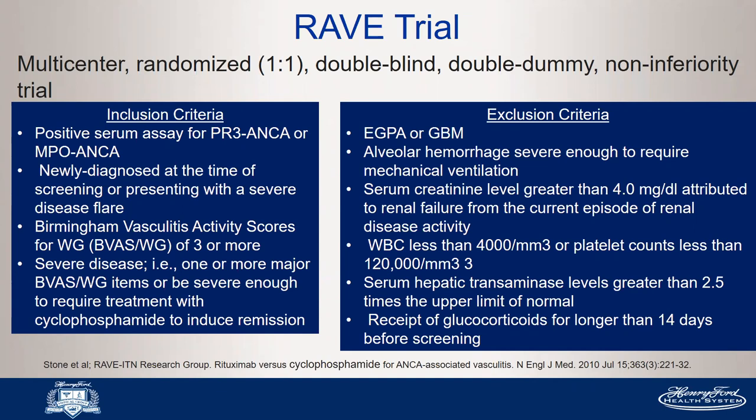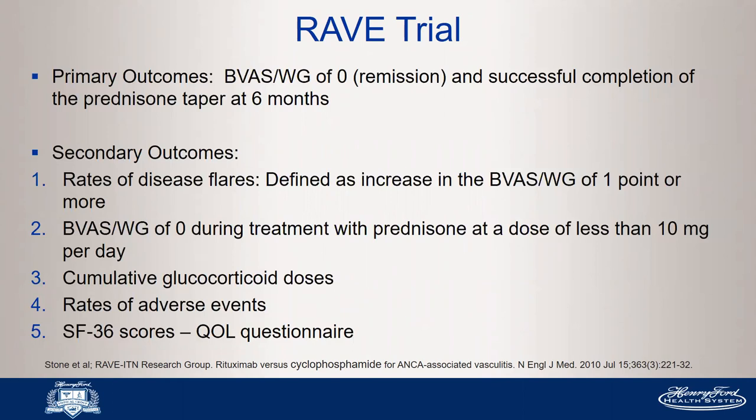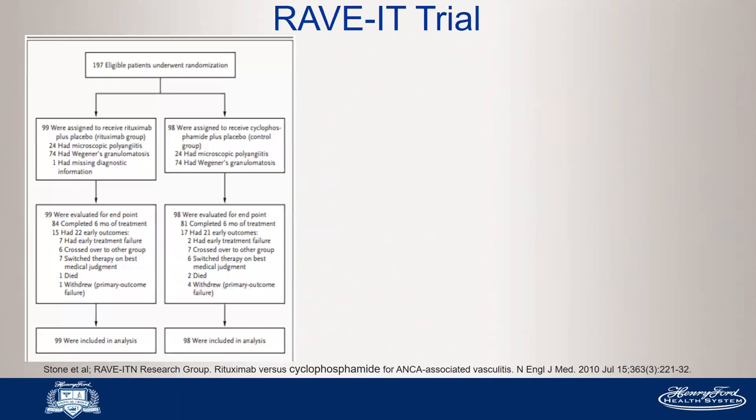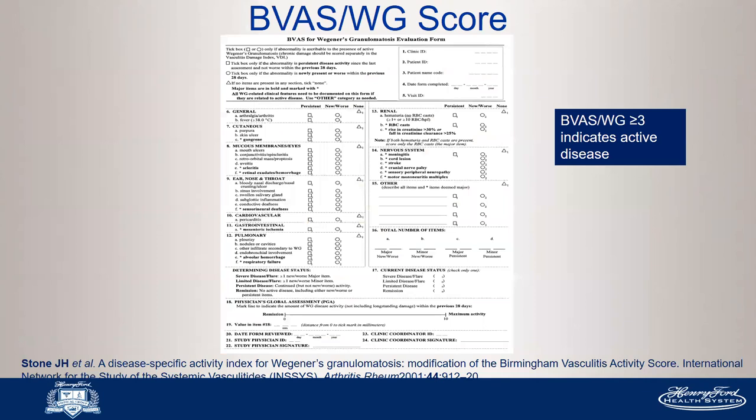Their primary outcome was the BVAS, and I'll show you what that score means here. I know it's hard to see, but essentially it's a scoring system based on the symptoms and the organ involvement. A score of 3 or more indicates active disease, and the higher the score, the more active the disease is.